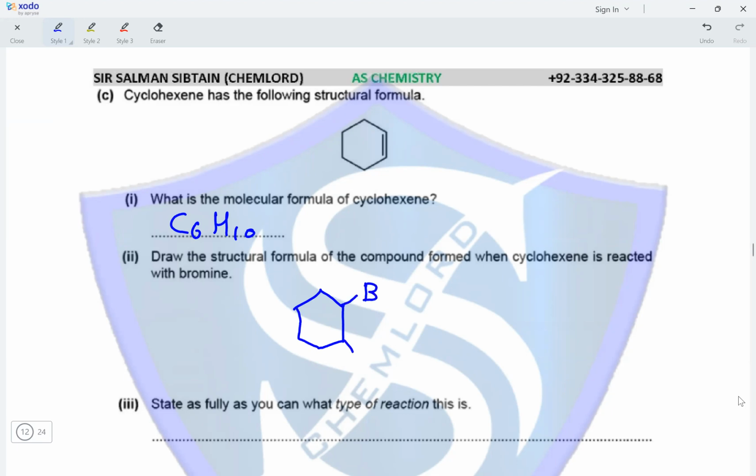Instead, both carbon atoms that had the double bond will now be bonded to a bromine atom. State as fully as you can what type of a reaction this is. This is an electrophilic addition reaction.